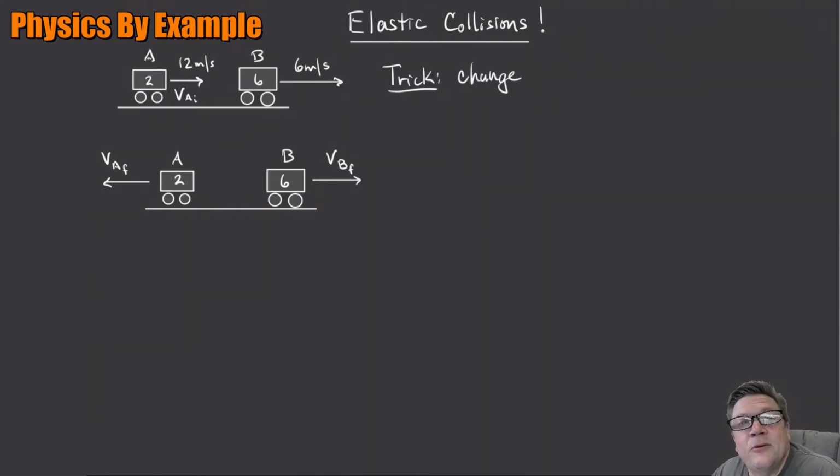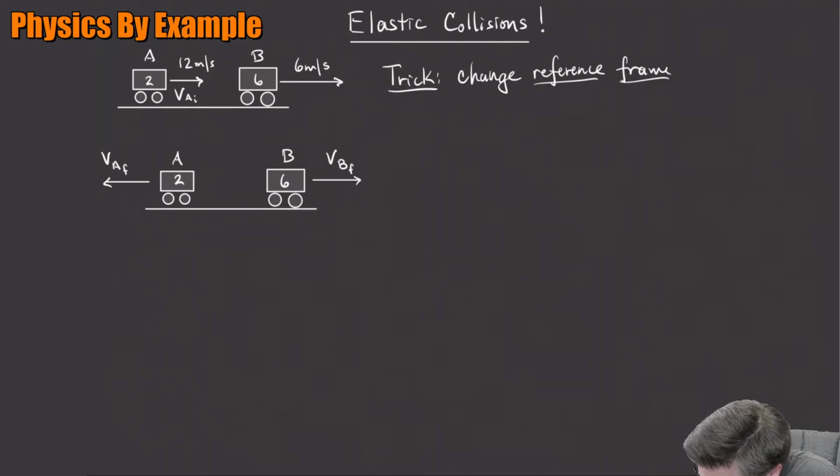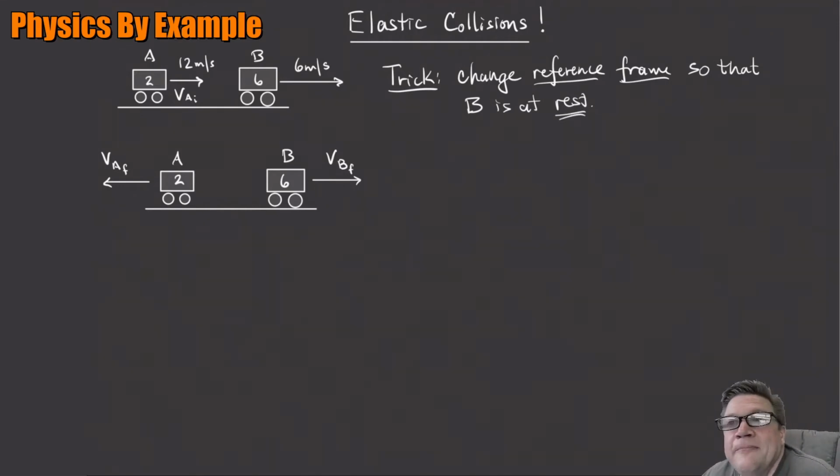We're going to change our reference frame so that B is at rest. That's the whole trick. It turns out, this was one of Einstein's key points in developing relativity, that physics doesn't change if you switch to another reference frame, as long as they're moving at constant velocity. So if I switch into B's reference frame, the principles of physics, momentum conservation, energy conservation, all that stuff still holds in the new reference frame.